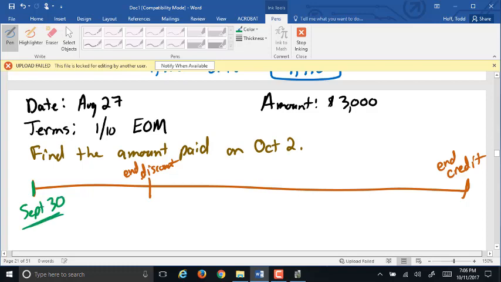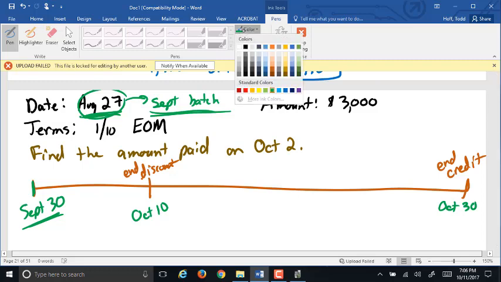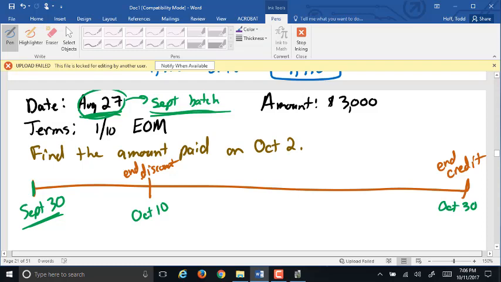Why September 30th? It's after the 25th, so it does not make it into the August batch. It goes into the September batch. Which means the discount period ends October 10th. Credit period ends October 30th. Don't feel bad. I did that intentionally, and most people mess that up the first time they see it. That being after the 25th is one of those details that.